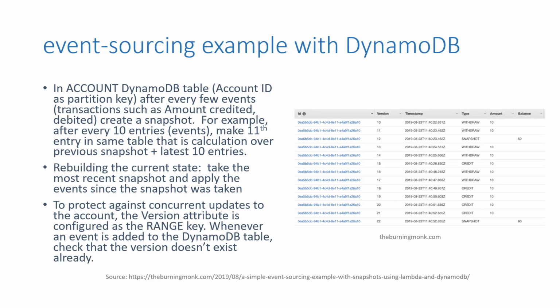Some entities, such as customer accounts, can have a large number of events. In order to optimize the loading, an application can periodically save a snapshot of an entity's current state. To reconstruct the current state, the application finds the most recent snapshot and the events that occurred since that snapshot. As a result, there are fewer events to replay.